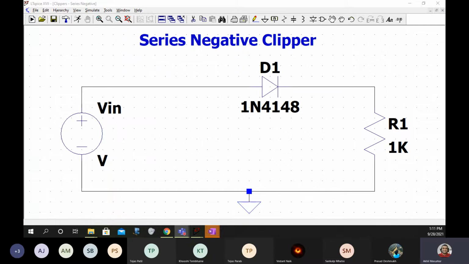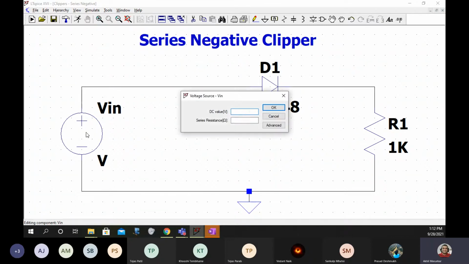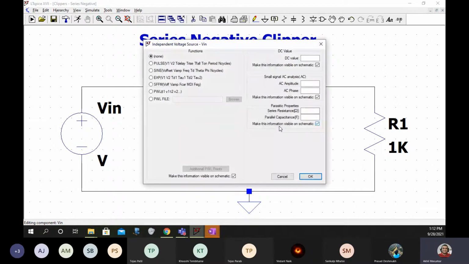Now, something about how to give the AC input. That is slightly crucial in the analysis. So let's see that. You right click on this VIN, go to advanced, and in that you can see the input can be given as pulse, as sine waveform, as exponential, there are many ways. So we will select sine.